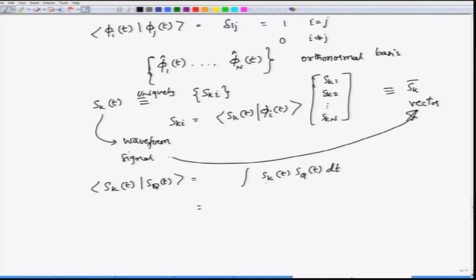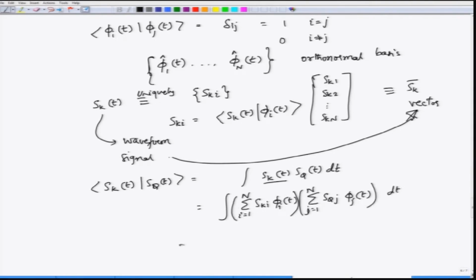Now, in place of Sk of t, you can write down its representation in terms of Ski. This would be the summation of Ski phi i of t, i equals 1 to n, and for Sq of t I can do the same thing. This would be Sqj phi j of t, where j is equal to 1 to n. There is an integral that is still going on.